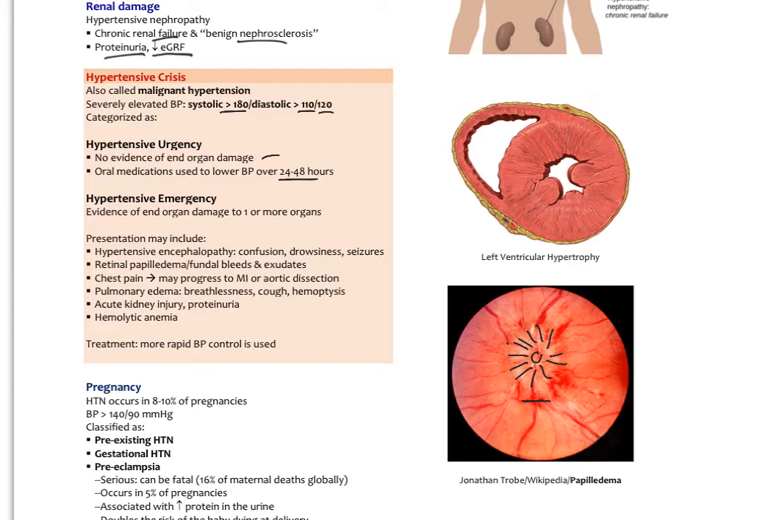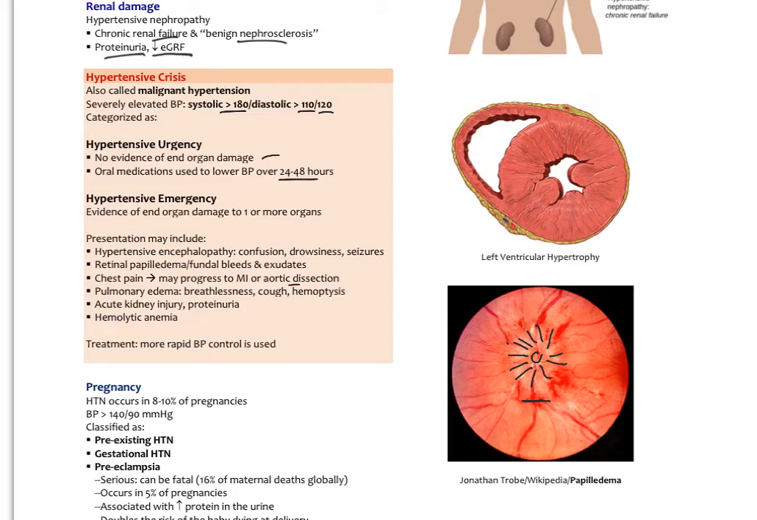But we do have patients that present with those high blood pressures that have hypertensive emergency, and that's where we have evidence of end organ damage in one or more organs. And that could include the hypertensive encephalopathy with confusion, drowsiness, seizures, retinal papilledema, fundal bleeds and exudates, like I just pointed out, chest pain, which may progress to an MI or even aortic dissection. We talked about that in the last video.